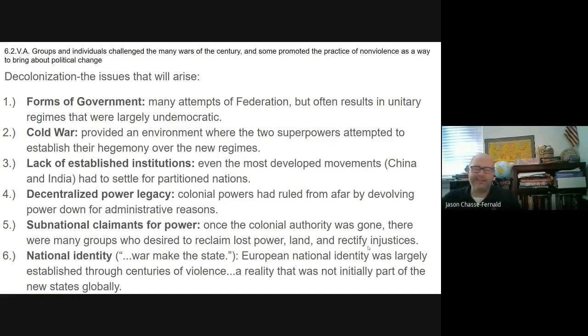There's an old quote there, I think it's Bismarck: war makes the state. European national identity is largely established through centuries of violence. In some countries that violently win their independence, this will be less of a problem. In other countries where independence is handed over or negotiated, national identity is going to become a question mark.